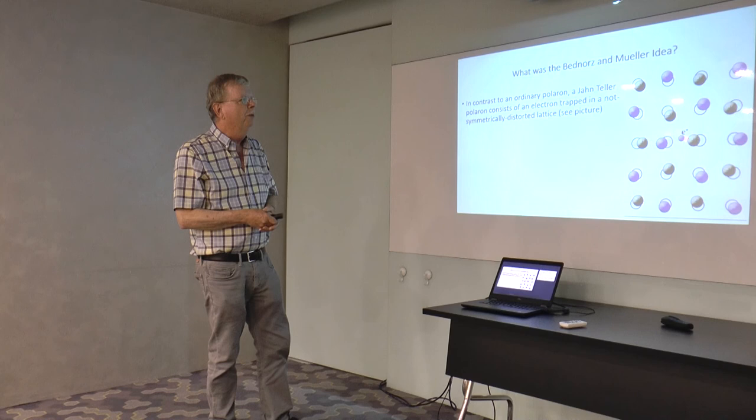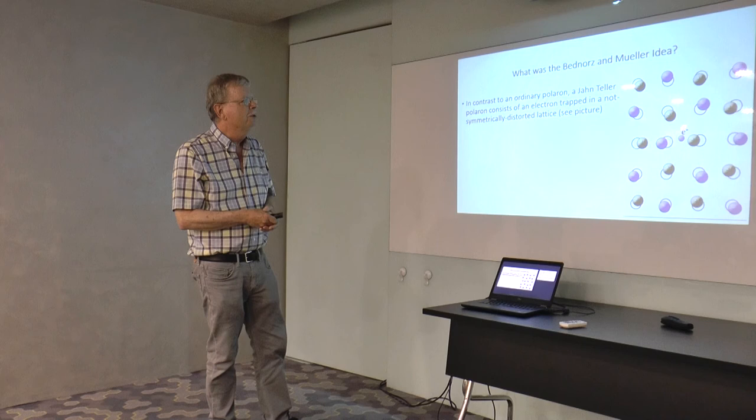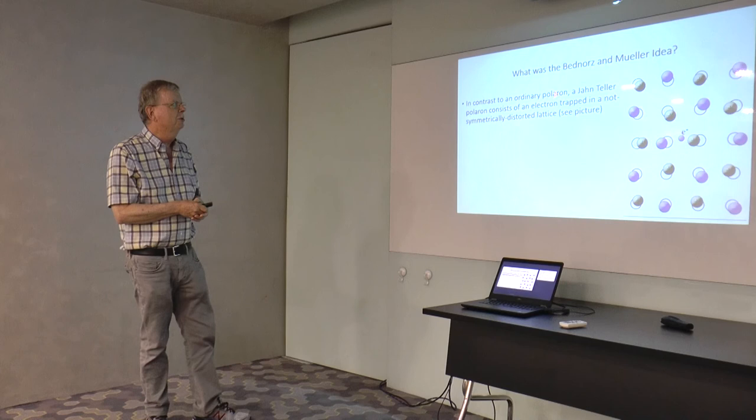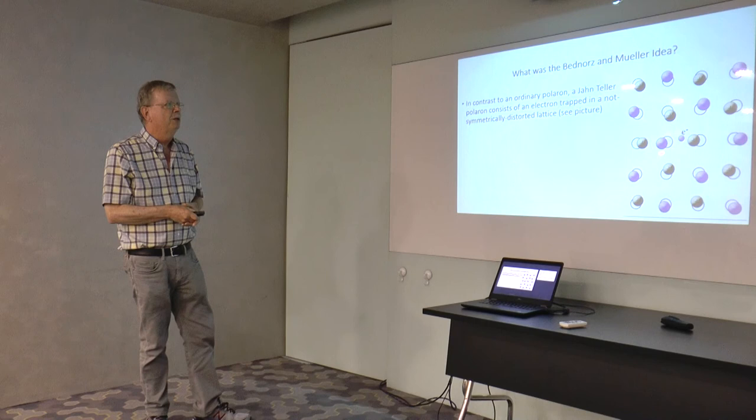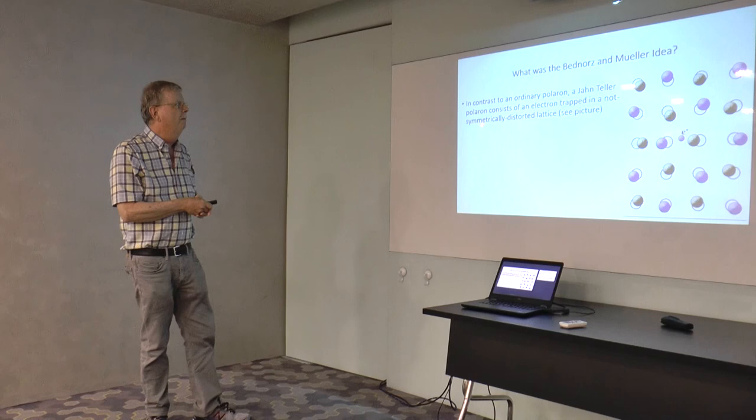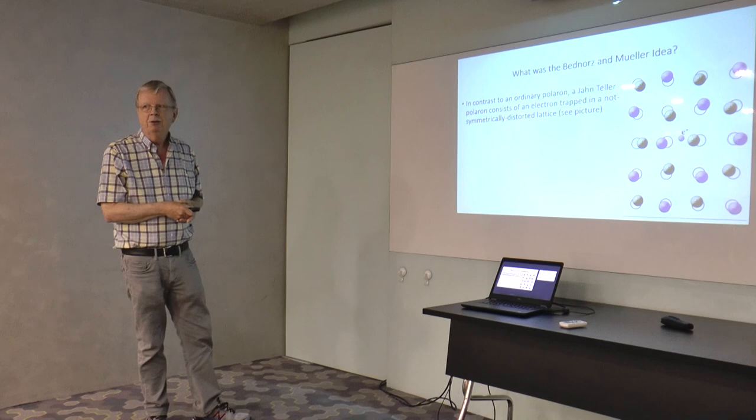What a polaron is talking about is this electron pulls the positive lattice ions out, and the blue ones are the negative, I know it's very hard to see, and pushes those apart. So the trick is a polaron distortion of the lattice, a Jahn-Teller polaron. And this can be some ionic crystal or some semiconductor or insulator. It distorts the lattice in a non-symmetrical fashion. So that's the difference with a polaron.